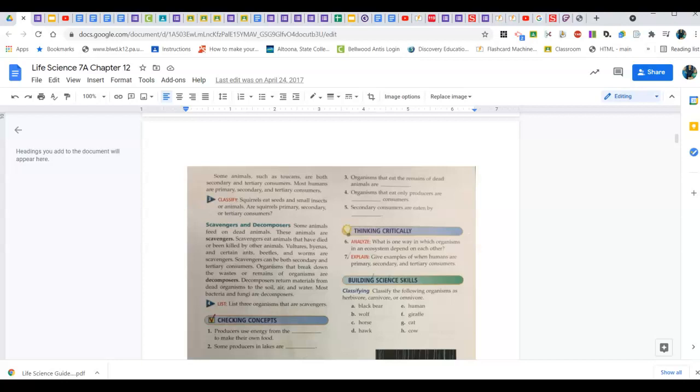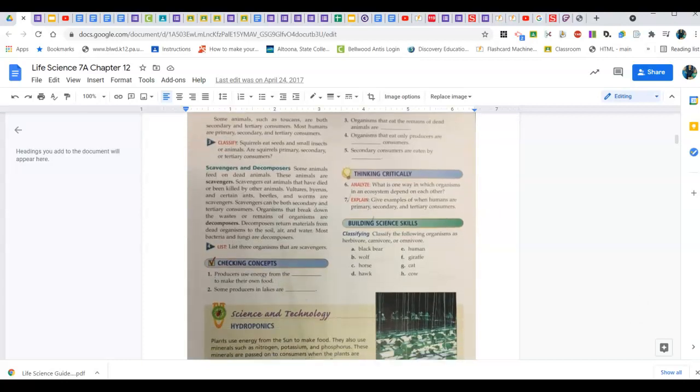Squirrels eat seeds and small insects or animals. Are squirrels primary, secondary, or tertiary? Most of the time, squirrels eat different types of nuts. Most of the time, squirrels eating nuts makes them primary. If for some reason the squirrels were eating insects, then it would probably make them a secondary.